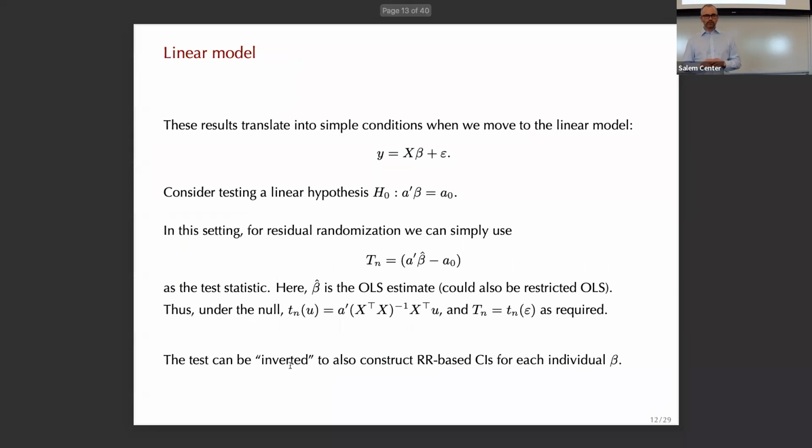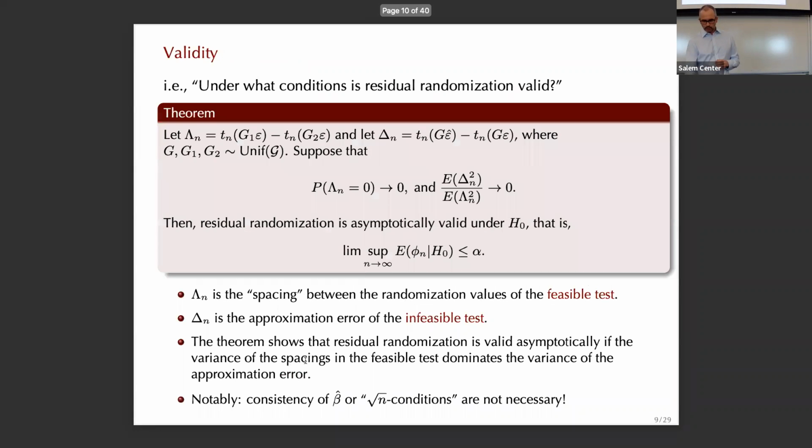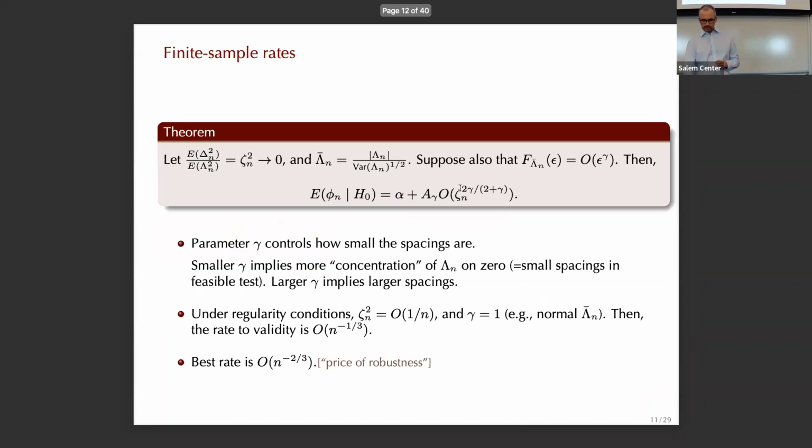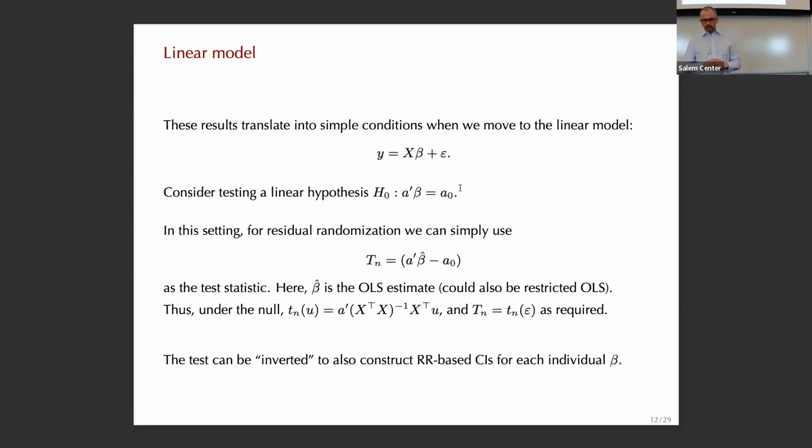Okay, so let me pivot to the linear model, because this is a very general assumption, an umbrella theory, if you want, a theorem about the performance of an approximate randomization test compared to an infeasible test. So let's look into the linear model and see how this translates. What kind of conditions did we get? Essentially, I'm going to tell you what this condition reduces to in a simple linear model. You'll see that it becomes empirical.